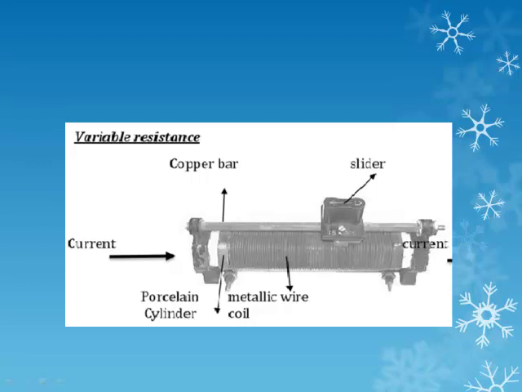What about the structure of the variable resistance? Number one, a porcelain cylinder and a metallic wire coiled around it, and we have a slider to move on a copper bar. If we increase the length of metallic wire and the slider moves to here, this means we increase the resistance and the electric current intensity will decrease. If I want the electric current intensity to increase, I will decrease the length, so I will decrease the resistance.